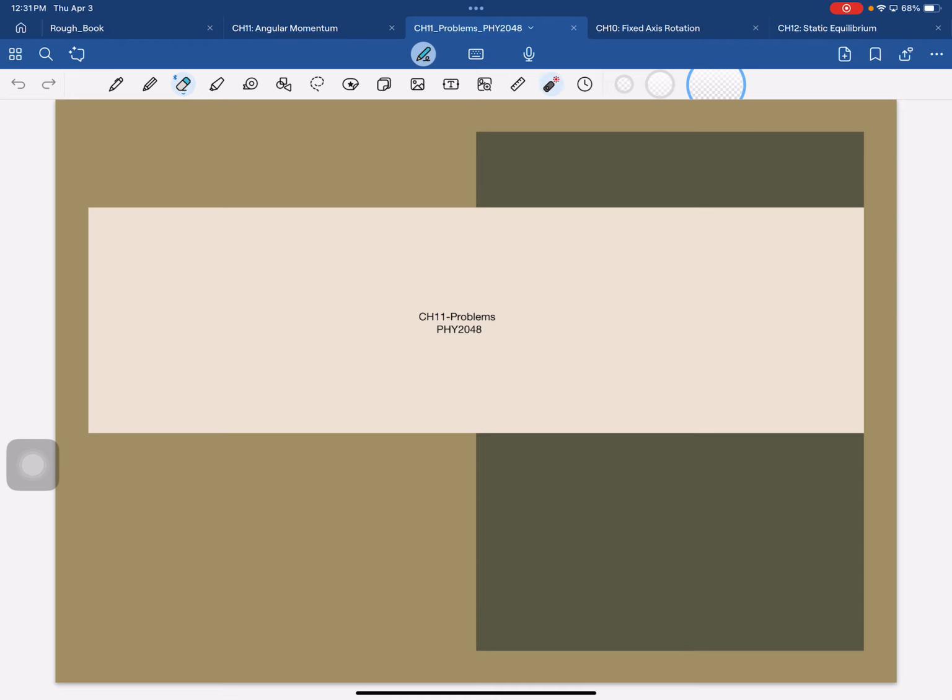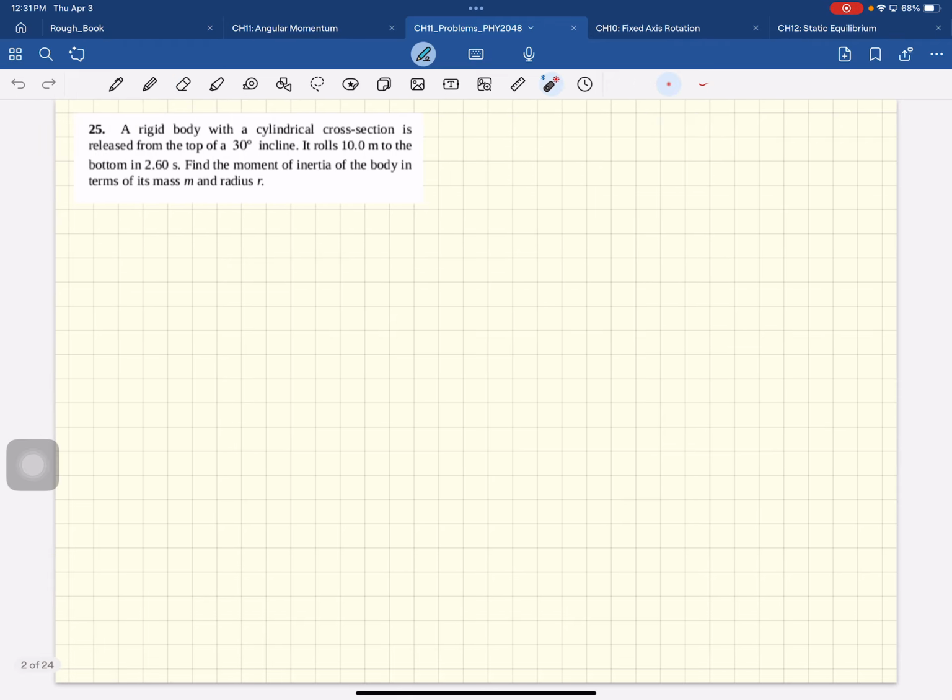All right, so we're doing problems from chapter 11. This problem says a rigid body with a cylindrical cross-section is released from the top of a 30-degree incline. It rolls 10 meters. 10 meters is roughly from here to the wall. 30 degrees would be an incline, let's say from the ceiling to where I'm sitting. And it rolls 10 meters to the bottom in 2.6 seconds. Find the moment of inertia of the body in terms of its mass and radius r.